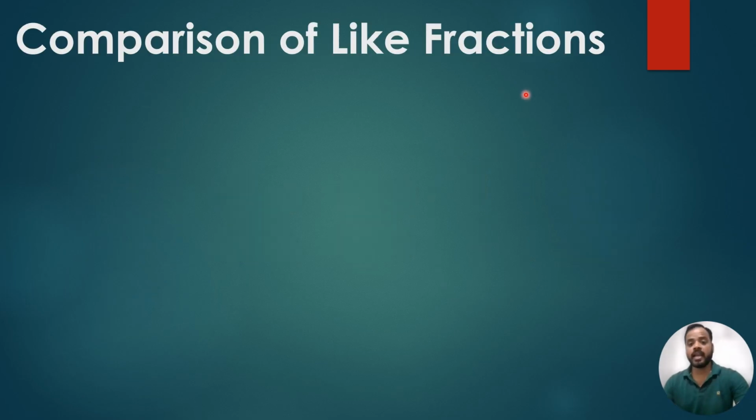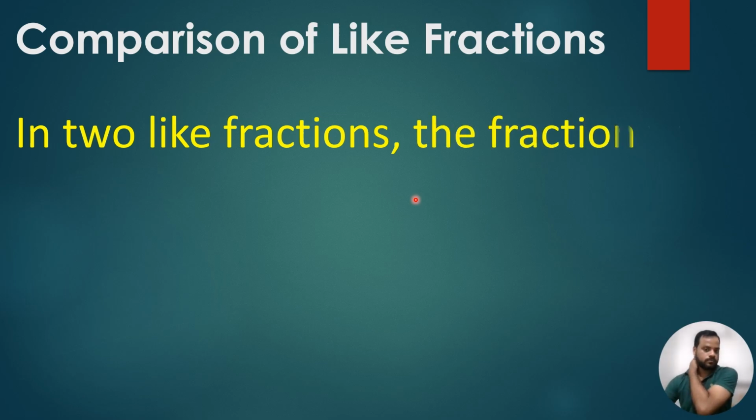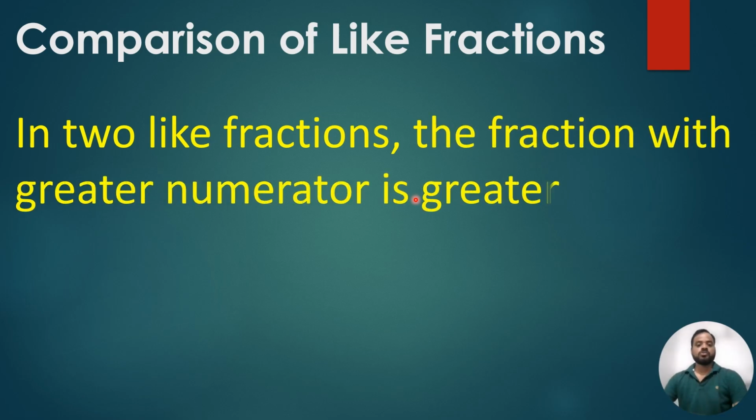Now we will compare like fractions. So what are like fractions? Like fractions are those fractions which have the same denominator. When we want to compare like fractions, in two like fractions, the fraction with the greater numerator is greater. We know that in like fractions the denominator is the same, so we have to check only the numerator, and the one whose numerator is greater is the greater. Let us go through an example.